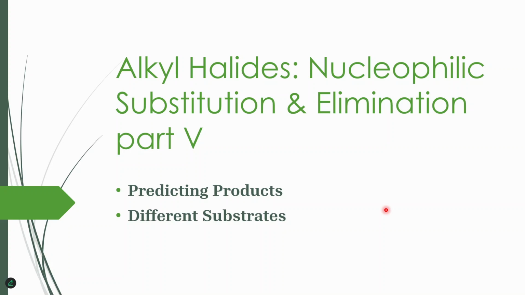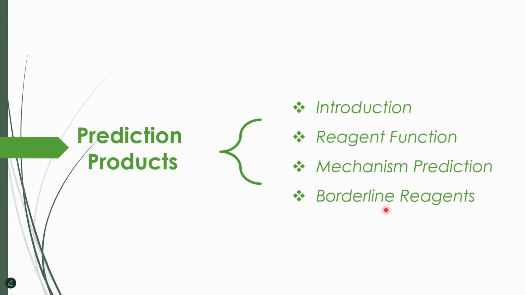And then we will talk about what kind of substrates can participate in these substitution and elimination reactions other than alkyl halides. We will see their structures and their properties and if there's any difference from their alkyl halide counterparts. Let's get started. So these are the sections that we are going to cover.